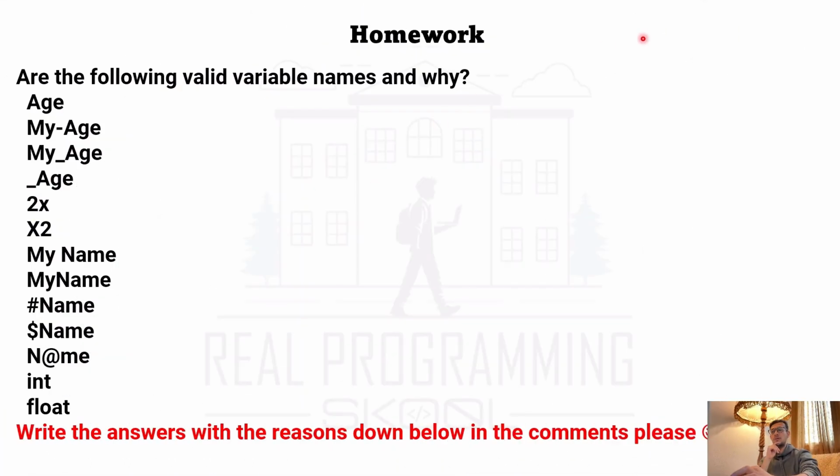And now the homework. The first homework: we have the following variable names. Write the answers with the reasons down below in the comments, please. Tell me if each variable is correct, whether the compiler will accept it or not. Is this 2x correct or not? You should know already. So write this answer with the reasons down below in the comments. Don't underestimate it, don't ignore it, please. Try to practice, because that is going to make you a good developer.